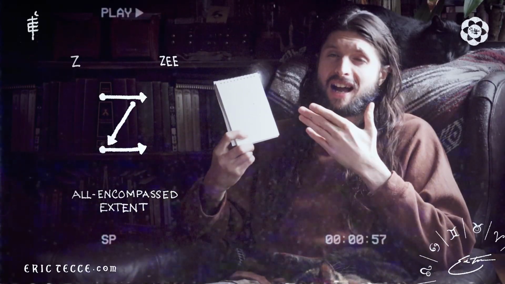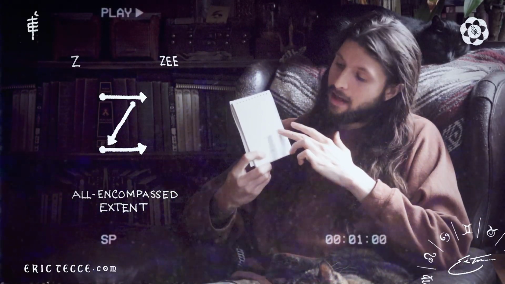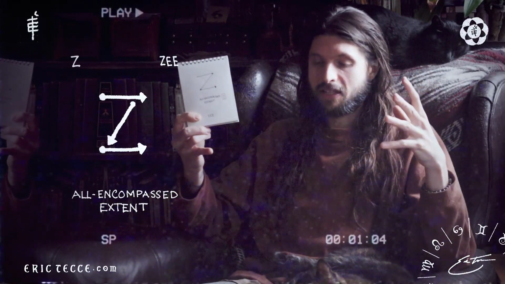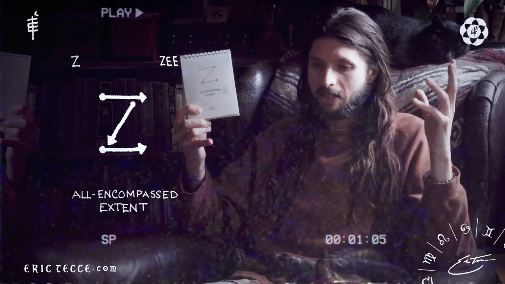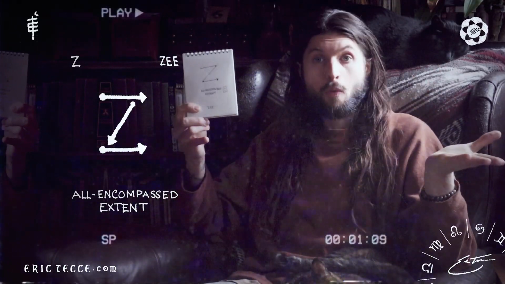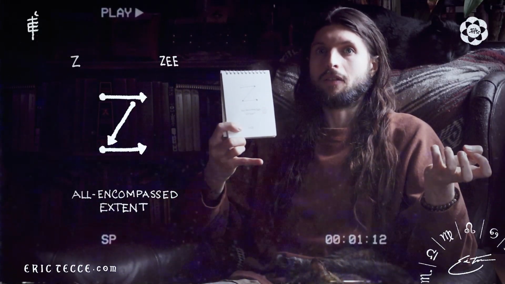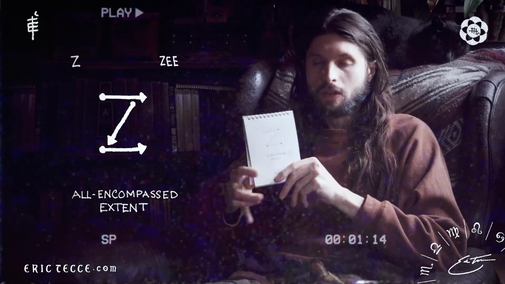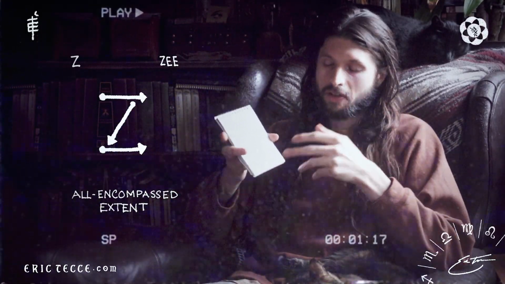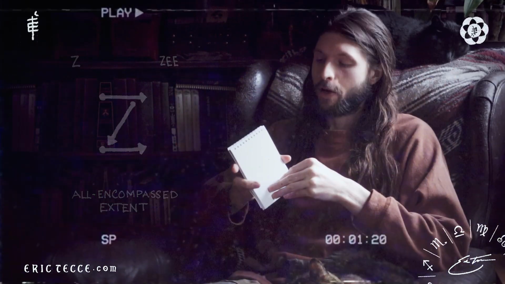So with the final letter, Z, which is simple. Now with Z, I clarify this as all-encompassed extent. So this is also an extent, but this is all-encompassing. This is the omega. This is trying to say everything from what has come to what is currently together as one. You know, it's the all-encompassing extent. Now, Z is continuance of the energy. So it's just trying to clarify that all this and more, you know.